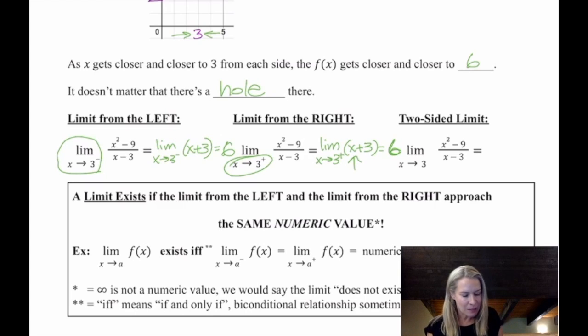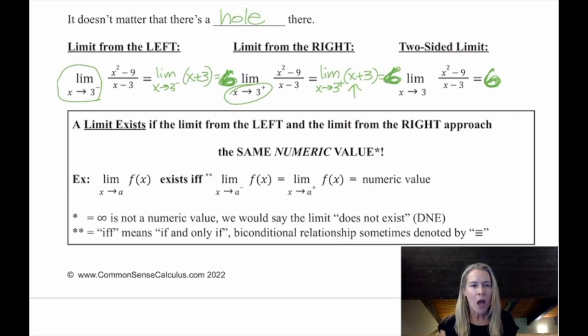And again, since my left-hand limit was 6 and my right-hand limit was 6, that means they agree, they're the same numeric value. That means my two-sided limit is also 6. Remember, a two-sided limit exists if the limit from the left and the limit from the right approach the same numeric value. 6 is definitely a numeric value. Remember, infinity would be something that's not a numeric value.